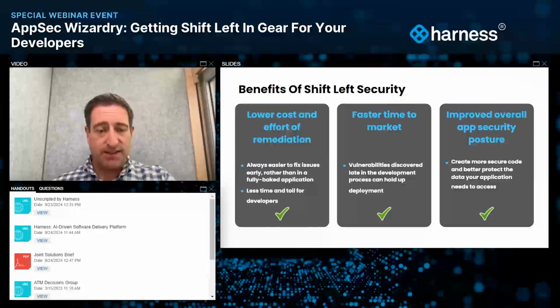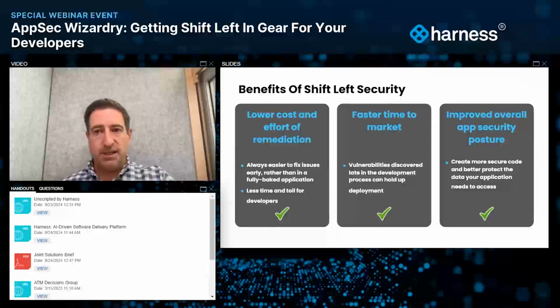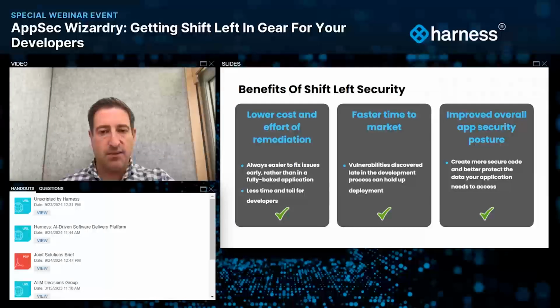On the topic of benefits, it stands to reason that you're going to see an overall lower cost in terms of resources and the effort of remediation when fixing an issue early. Let's say you find a known vulnerability through static application security tests, which you would run early on. It's a lot easier to just tweak your code and merge that than if you waited until much later in the process, where you've got almost a fully baked application.